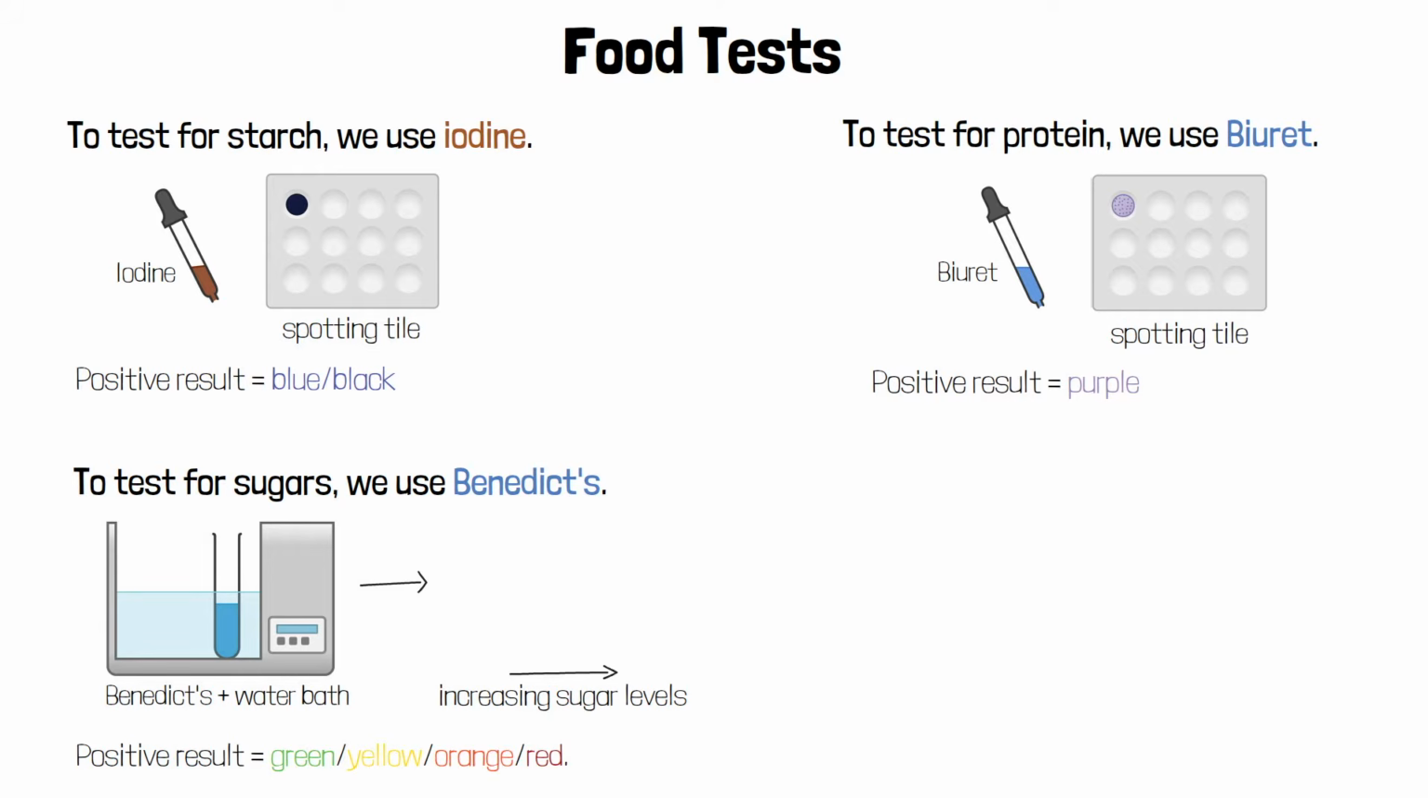A positive result with a small amount of sugar would be the sample turning green or yellow, whereas samples with a lot of sugar will turn orange or even brick red. With a negative result for sugar, the Benedict remains blue.